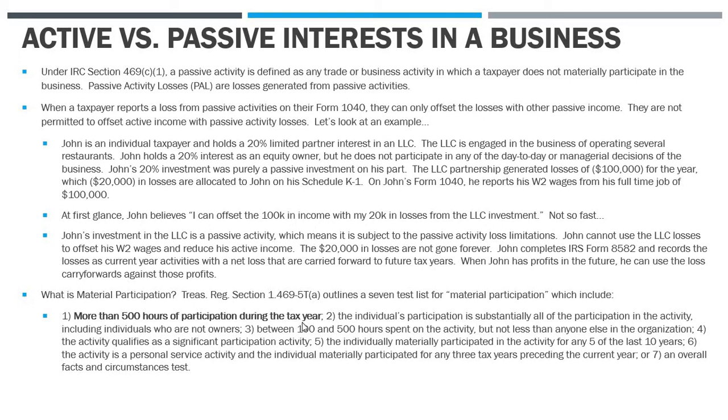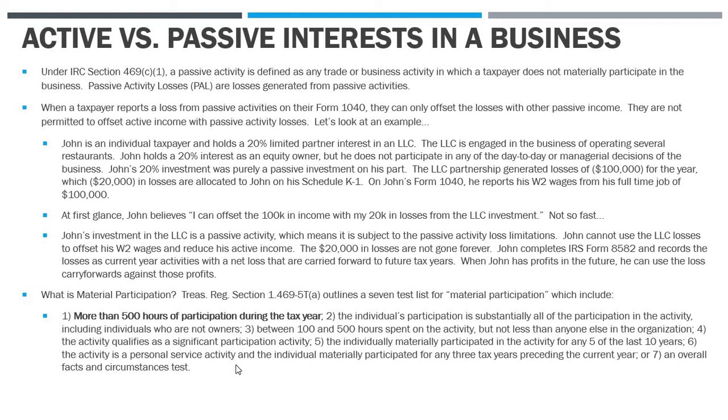The fourth one, significant participation activity. The fifth one, this is the look back. The individual materially participated in the activity for any 5 of the last 10 years. So it's kind of like a rolling test. If you had any 5 of the last 10, you could still get it. Option number 6, the activity is a personal service activity, and the individual materially participated for any 3 tax years preceding the current year.